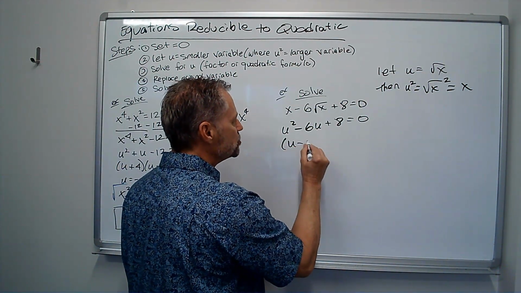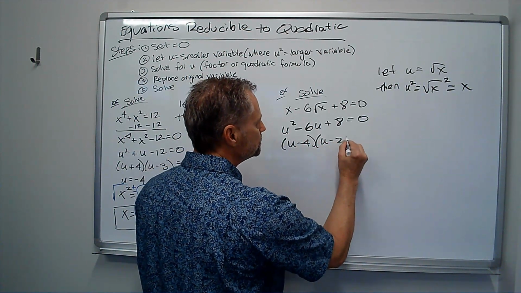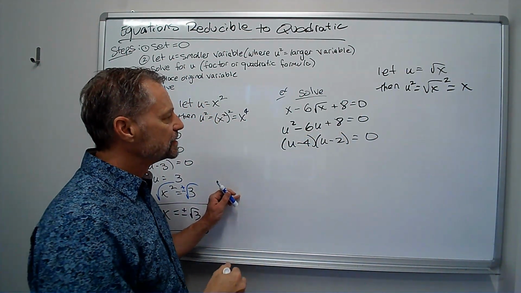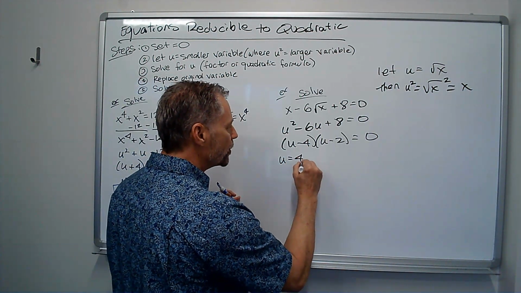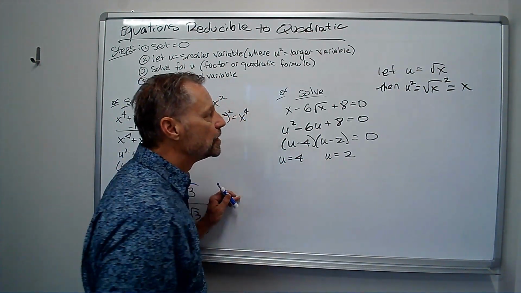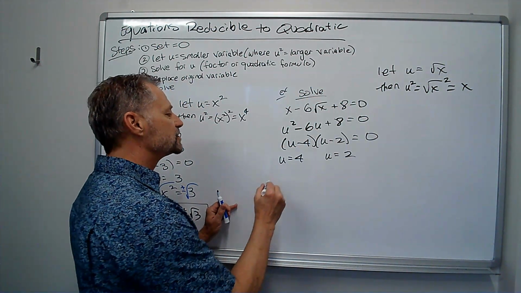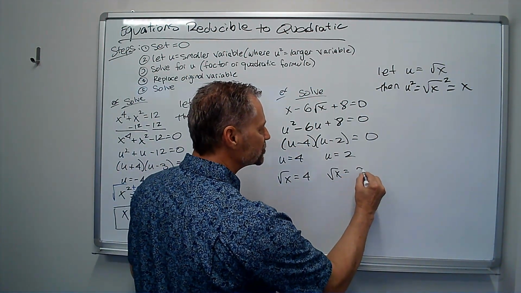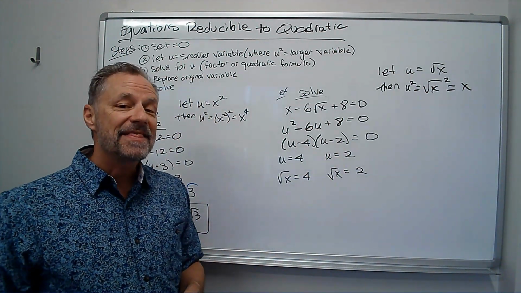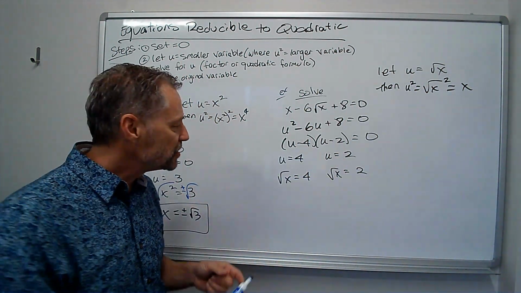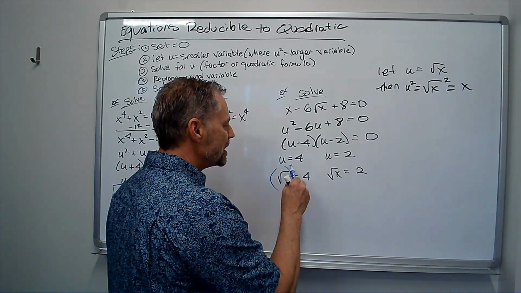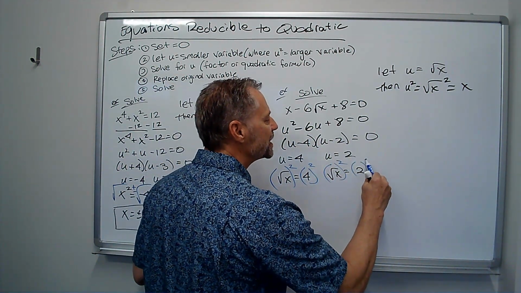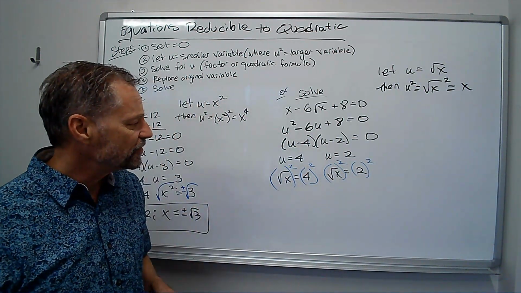This factors as well. Let's see, we get u minus 4, u minus 2. Those multiply to 8, add to negative 6. So I get u equals 4 and u equals 2. But remember, u is the square root of x. So it's the square root of x equals 4 and the square root of x equals 2. And then to get rid of the square root, I square both sides. Now remember, when I square both sides, I don't have to say plus or minus. That's when I take the square root of both sides like I did before.